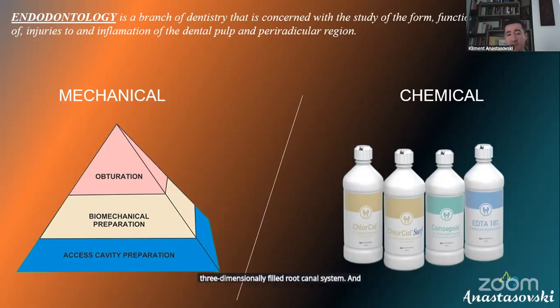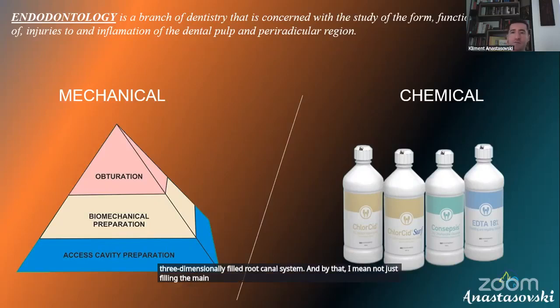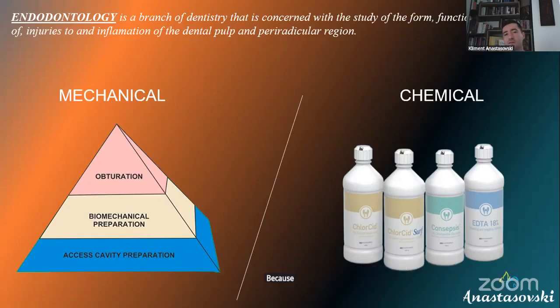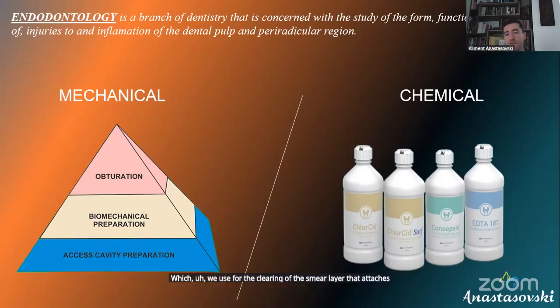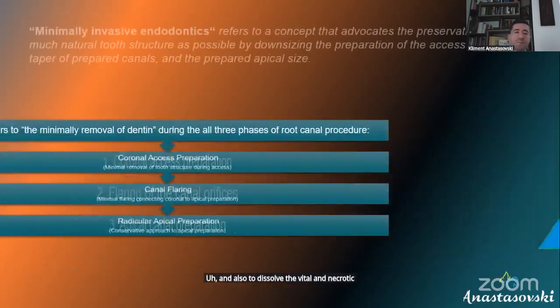And by that, I mean not just filling the main root canal, but the whole pulp canal system, including the lateral canals, anastomoses, apical deltas, and so on. Because, as we said before, it is a chemomechanical process, we need to use solutions such as EDTA and sodium hypochlorite for disinfection of the root canal system, which we use for clearing of the smear layer that attaches to the root canal walls after preparation, and also to dissolve the vital and necrotic pulp tissue.